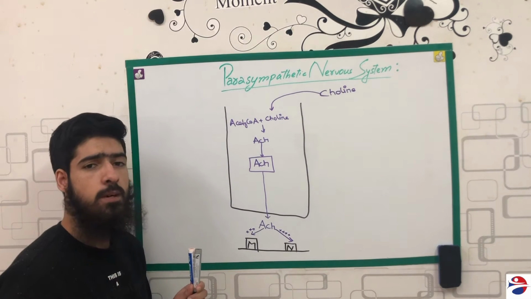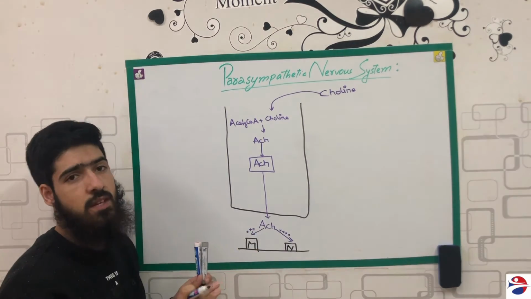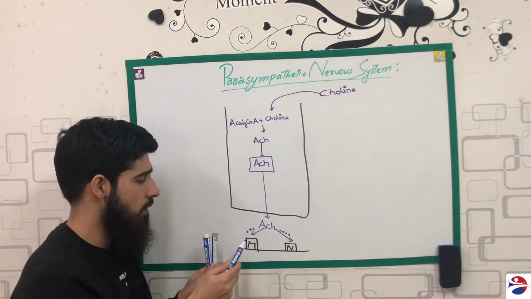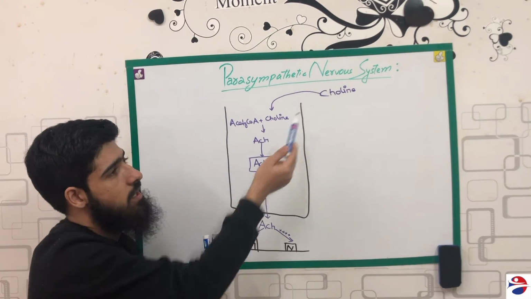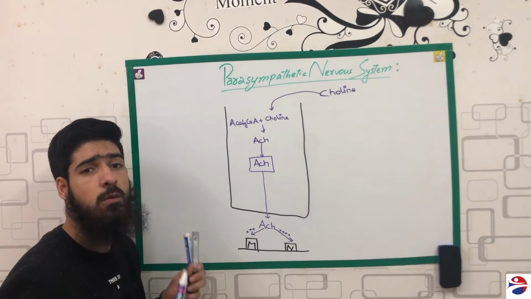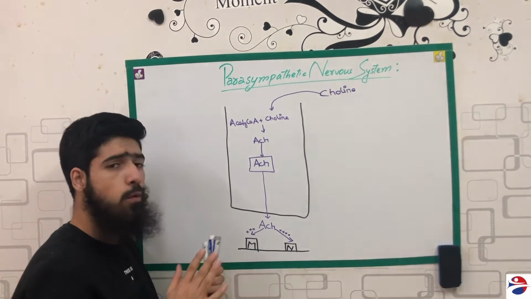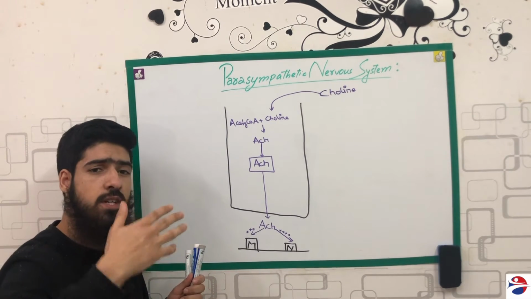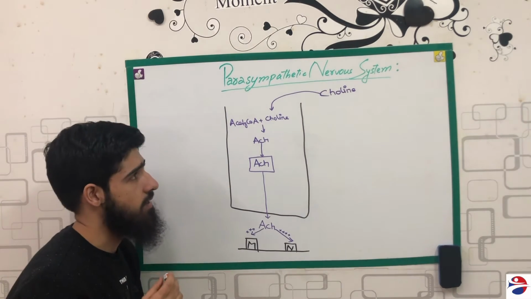One thing you need to remember is that the availability of acetylcholine in the synapses is directly proportional to parasympathetic activity. If we have more acetylcholine in the synapses, we have more parasympathetic activity. If we have less availability of acetylcholine, we have less parasympathetic activity. We don't need parasympathetic activity forever. Sometimes we need to decrease it, and sometimes we need to increase it.